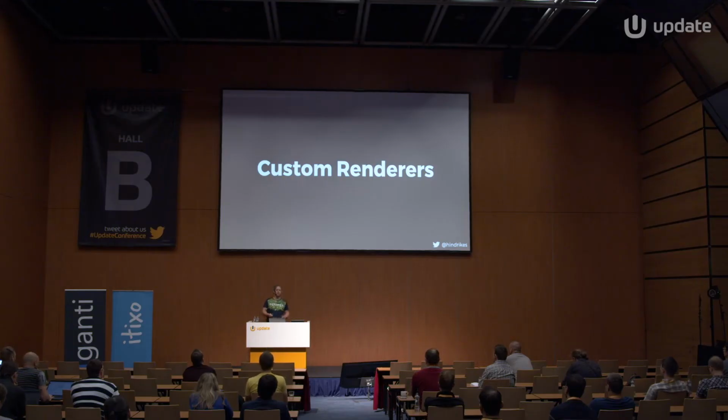What a custom renderer is, is that you can either override a renderer that is already used. For example, you can override the label renderer and set other properties than the default one is doing. Or you can write your own renderer more or less from scratch. Just override the view renderer so you can map your Xamarin.Forms control to whatever you want. I will do a short demo of how to use custom renderers.